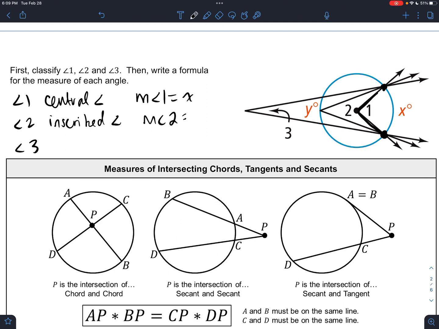Angle 2 is an inscribed angle. And we know from the last section that an inscribed angle is half its arc. So this would be x over 2.